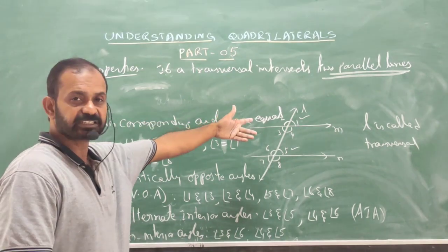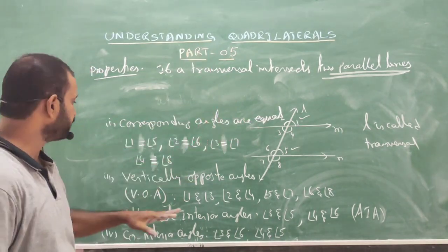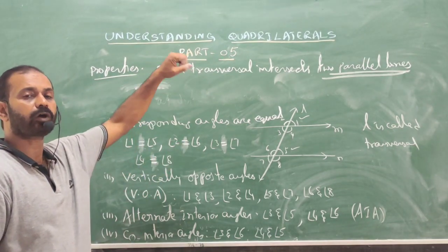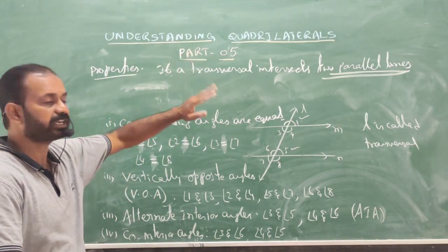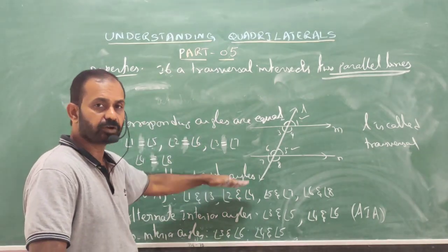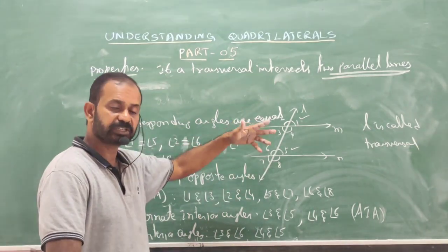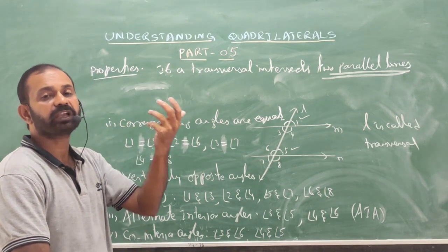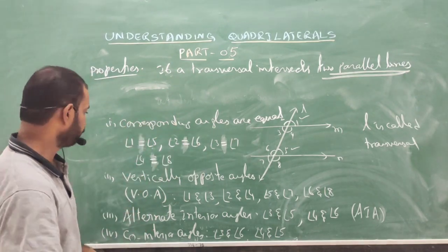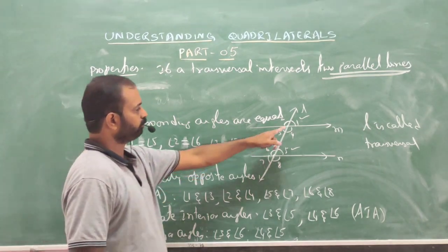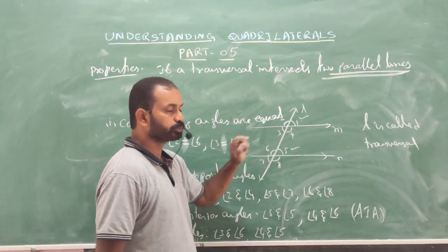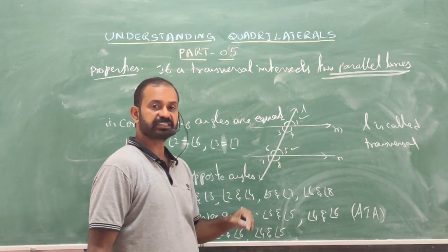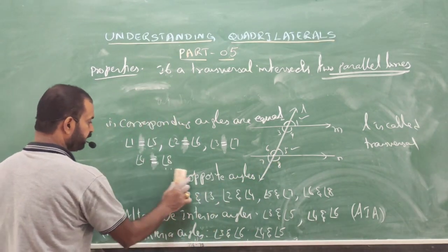Next, vertically opposite angles. Whether they are intersecting parallel lines or whatever it may be, this is always true. Vertically opposite angles are always equal. It is not connected to this transversal. If any two lines are intersecting, then vertically opposite angles are always equal. That means angle 1 is equal to angle 3, angle 2 is equal to angle 4, angle 5 is equal to angle 7, angle 6 is equal to angle 8.